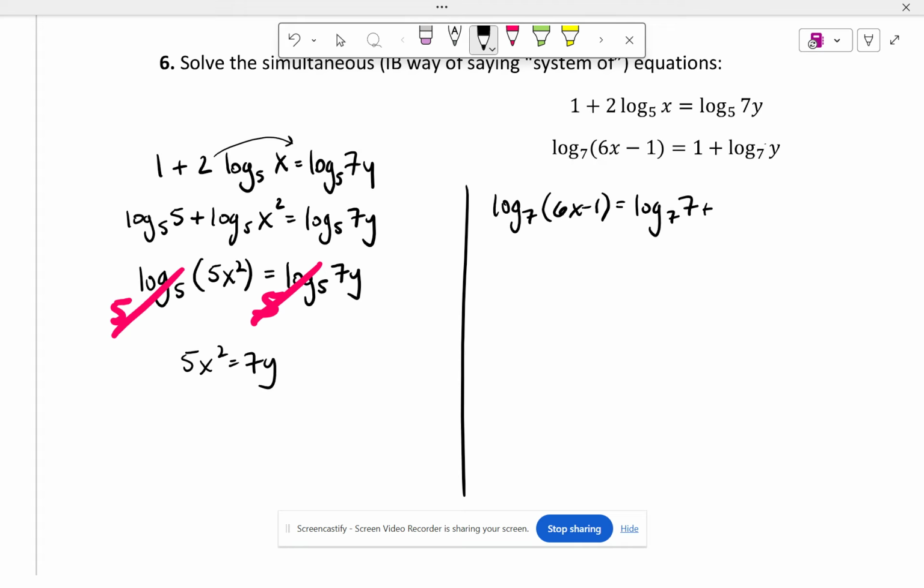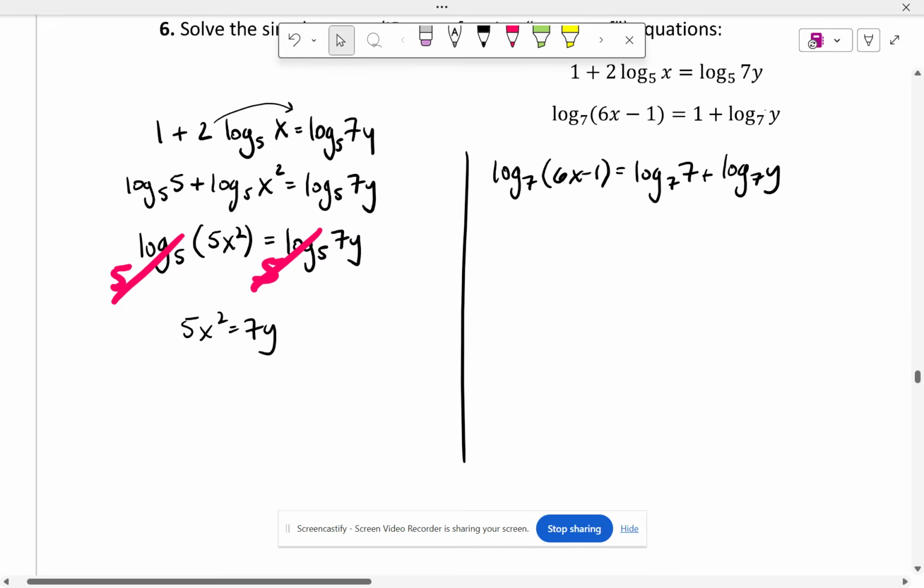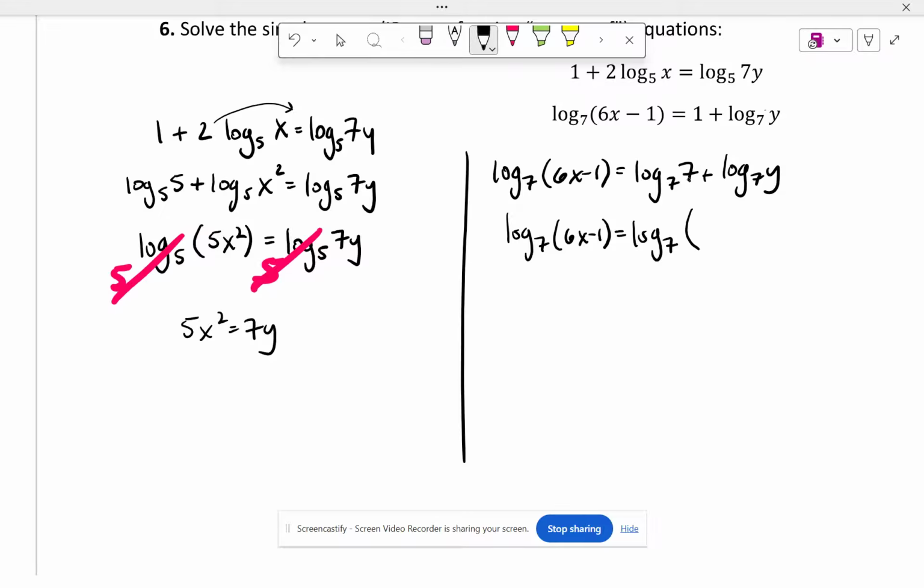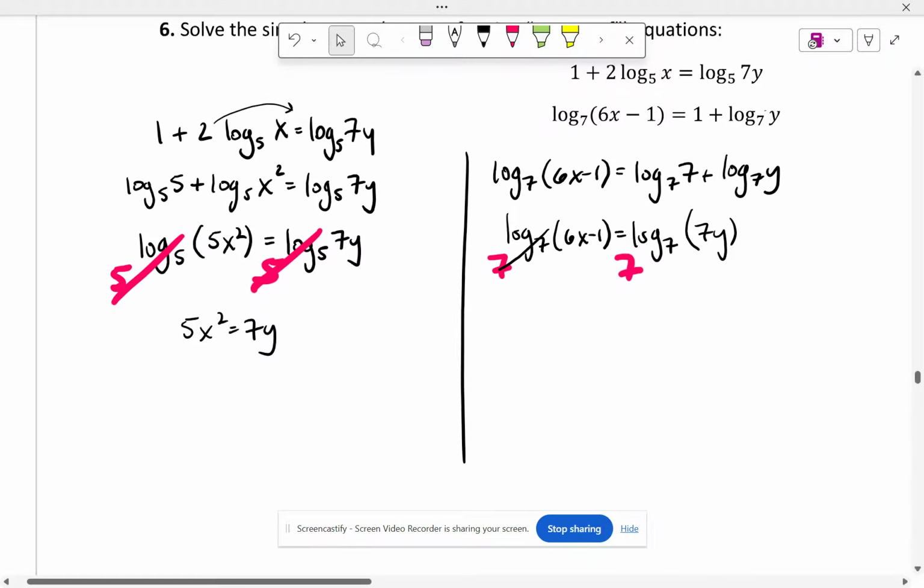I'm changing the 1 to a log base 7 of 7 with the hopes of combining the arguments on the right. So I now have log base 7 of 6x minus 1 equals log base 7, and then in here I've got a what? Log base 7 of 7 plus log base 7 of y becomes what? Log base 7 of 7y. So now when I raise both sides to a base of 7, what do I get?